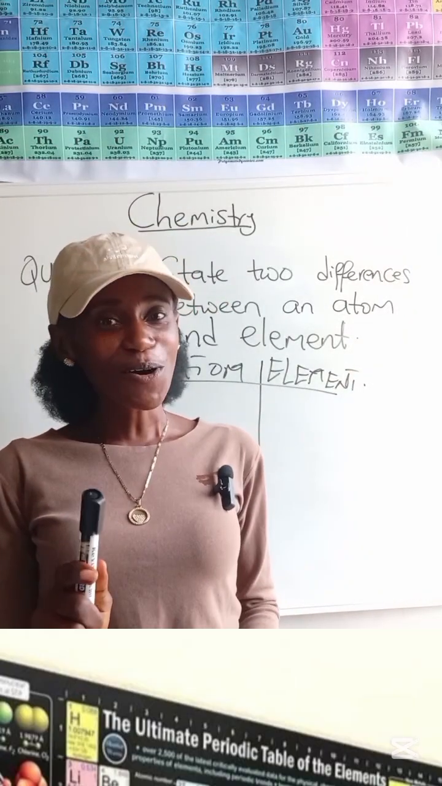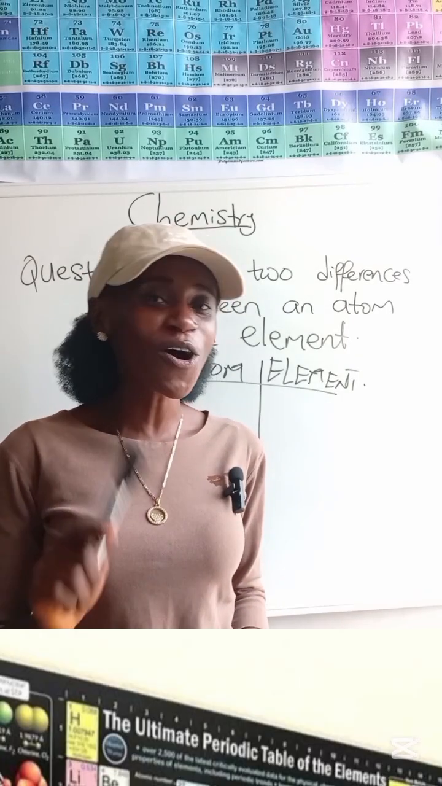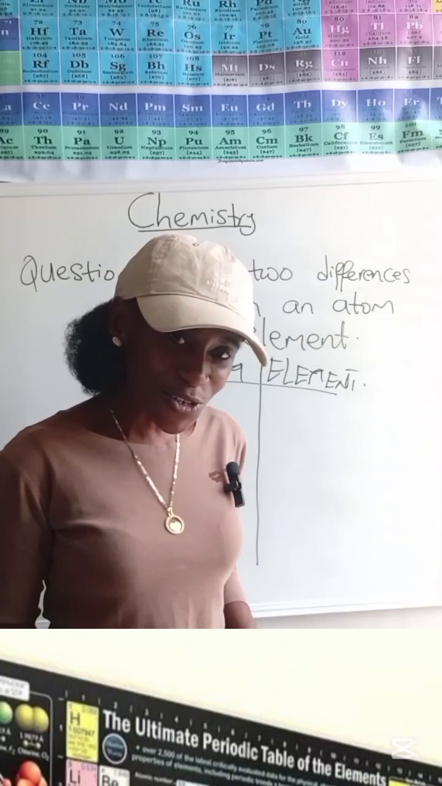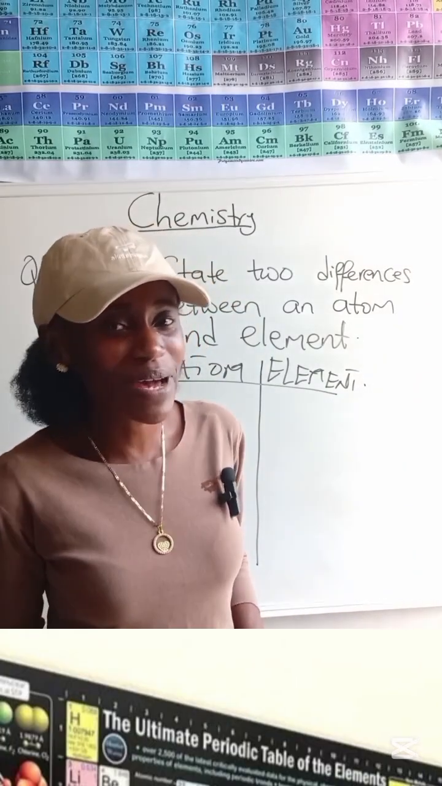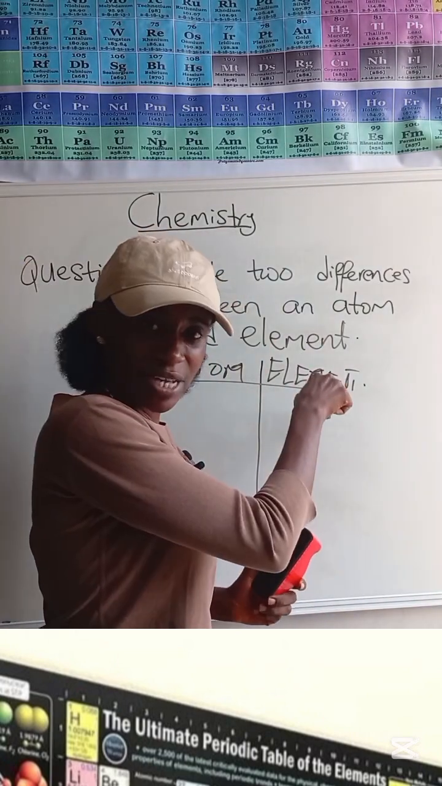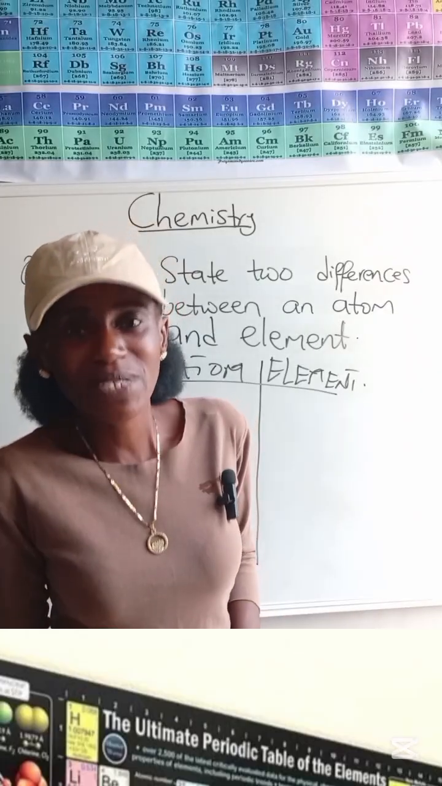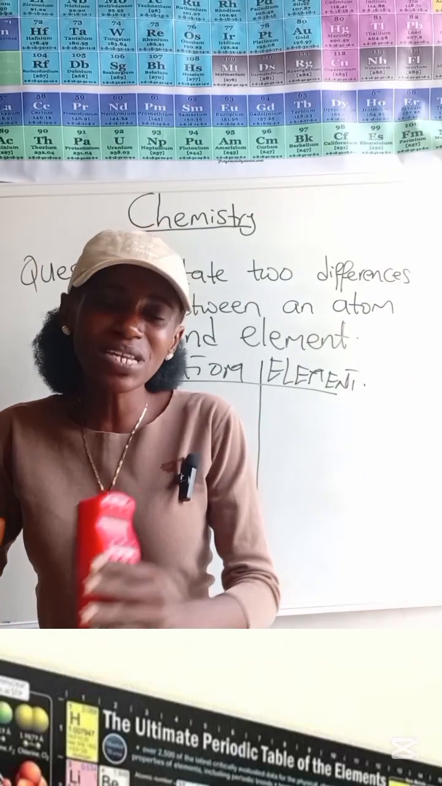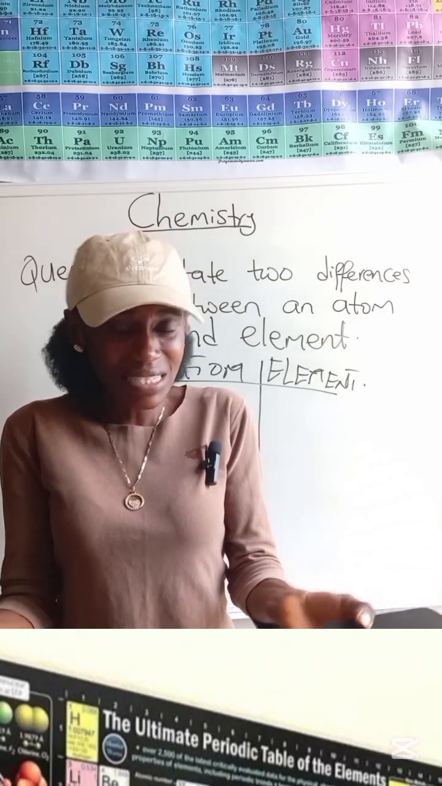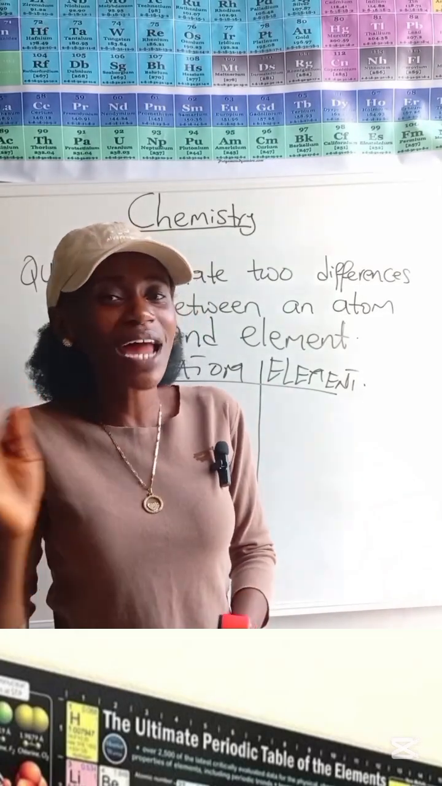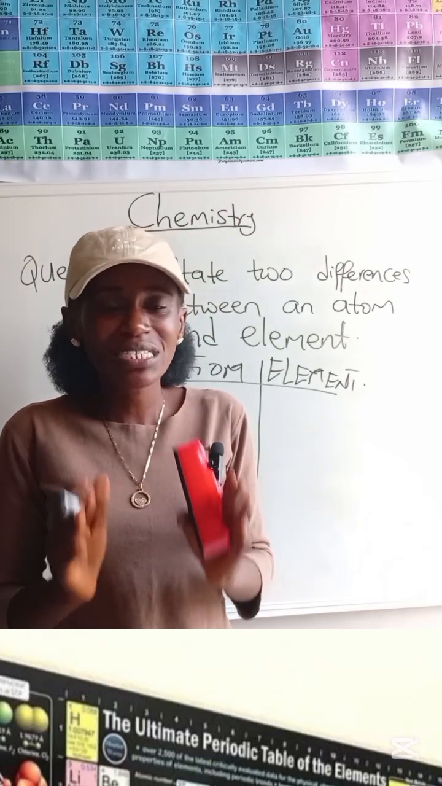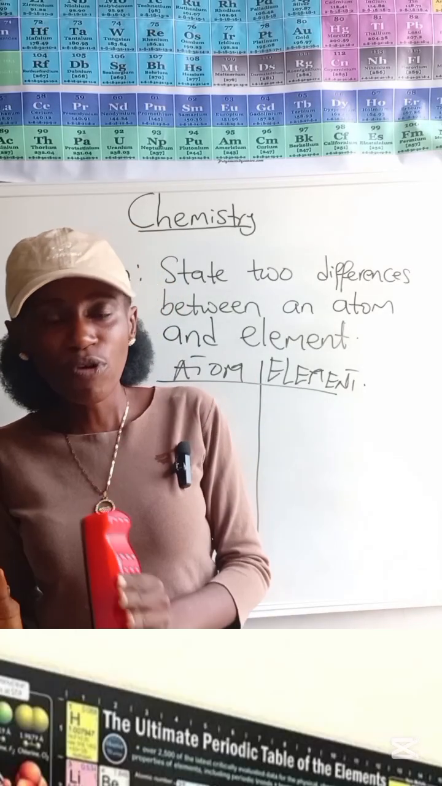An atom is the smallest particle of an element that can take part in a chemical reaction. While an element over here is a substance that cannot be split, that cannot be divided, into simpler units by ordinary chemical means, by ordinary chemical process.